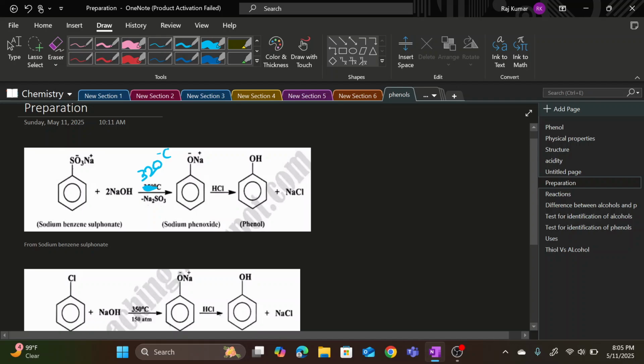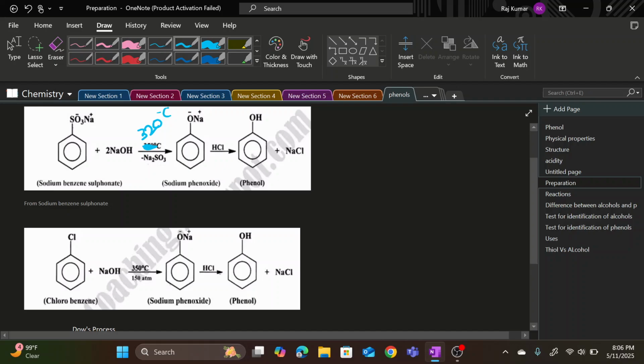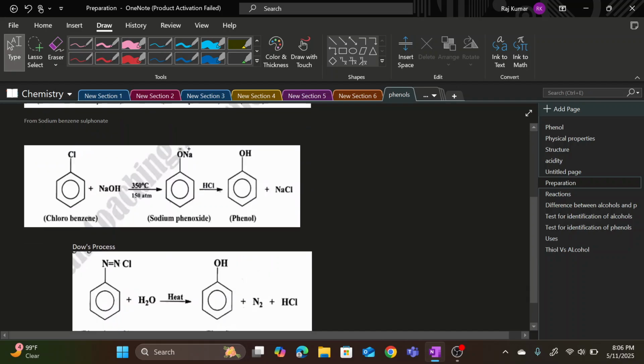When you react it at 320 centigrade, we get sodium phenoxide and sodium sulfate. Sodium sulfate is the byproduct which is removed, and sodium phenoxide is further treated with HCl or H2SO4, due to which we get phenol. The second reaction is known as the Dow process.